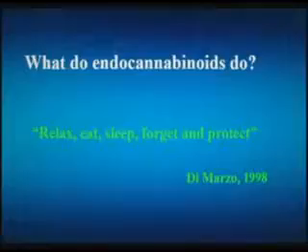And let's look at a summary, which my good Italian friend Di Marzo summarized. It says, well, what do the endocannabinoids do? They relax, help us eat, sleep, forget, and protect. Not remember, forget. And don't think that forgetting is less important than recalling. We should have a system to forget. Otherwise, well, if you wish, we can burst.